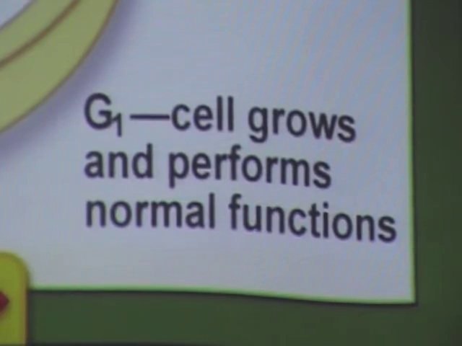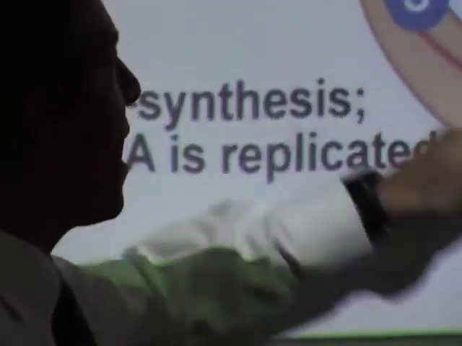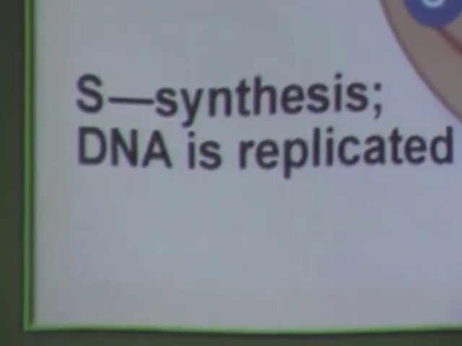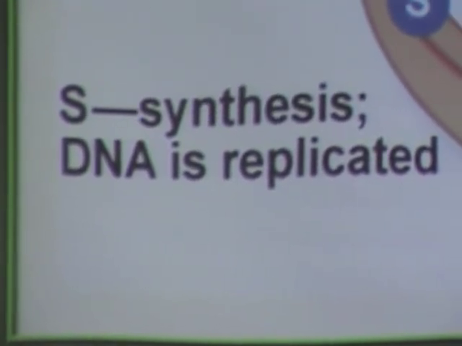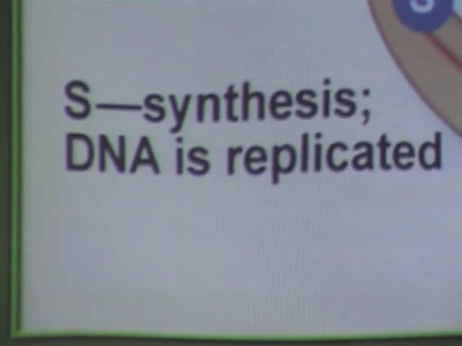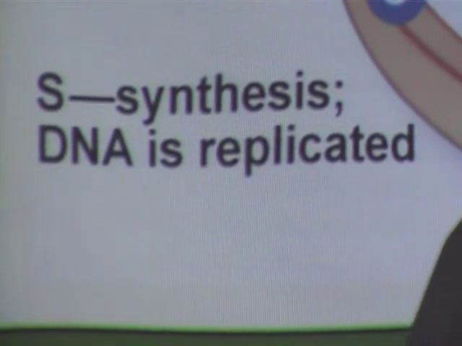Once the cell gets big enough, it decides it needs to divide. It goes through what we call the S phase, or synthesis phase. The S phase is when the cell copies its DNA. Where's the DNA in the cell? In the nucleus. And that has to be copied.